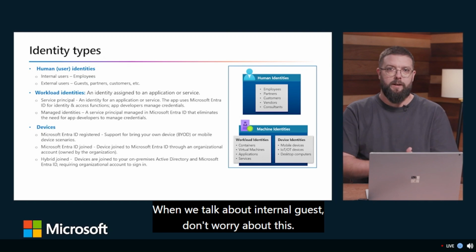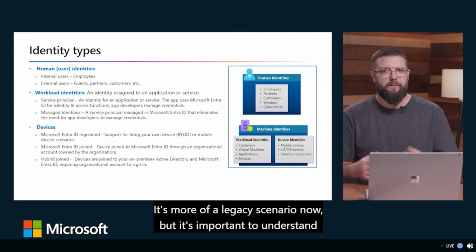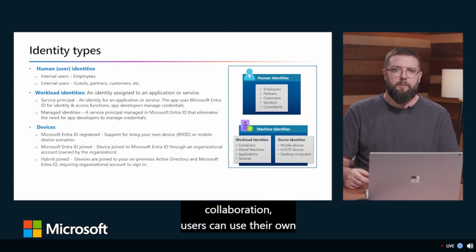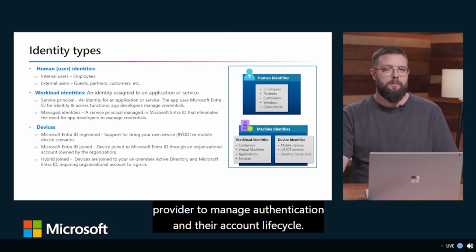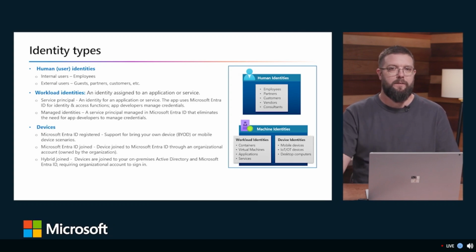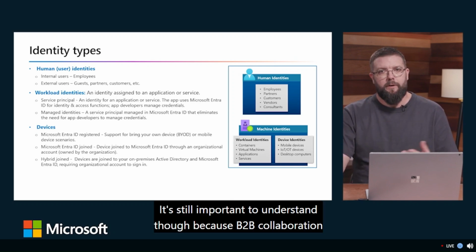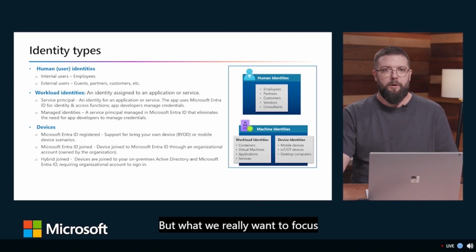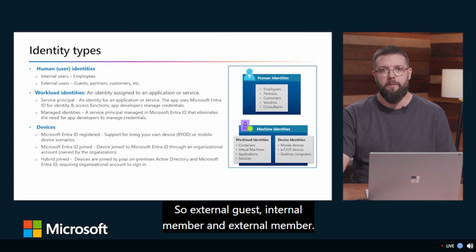When we talk about internal guest, don't worry about this. It's more of a legacy scenario now, but it's important to understand from a B2B collaboration perspective. When we're talking about B2B collaboration, users can use their own credentials, allowing their external identity provider to manage authentication and their account lifecycle. But we're moving away from this scenario essentially. It's still important to understand though, because B2B collaboration is still primarily used at a large level, but what we really want to focus on is that member categorization: external guest, internal member, and external member.